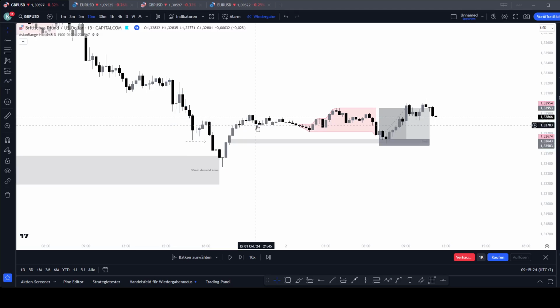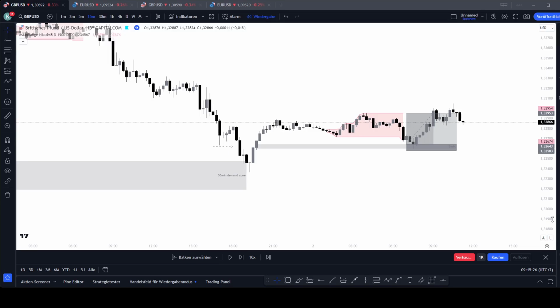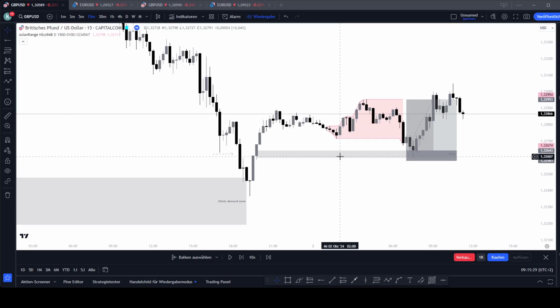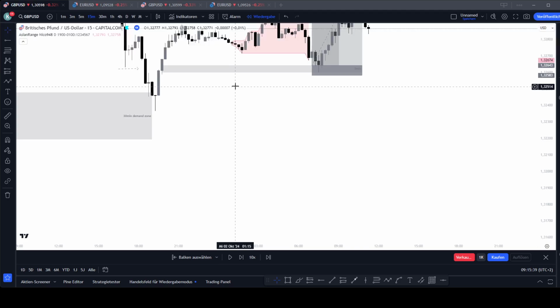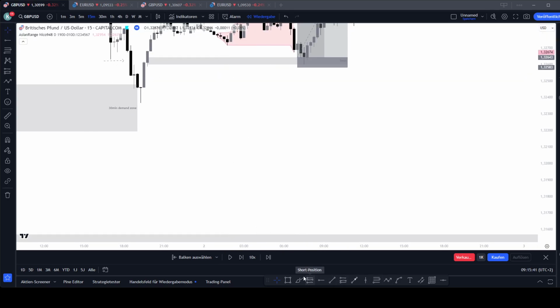Okay, guys, that became interesting. We got interested in the market. And before I continue, let me give you guys an insight into my system, my trading strategy. My trading strategy is very simple, guys.